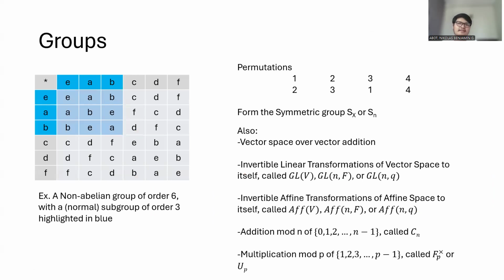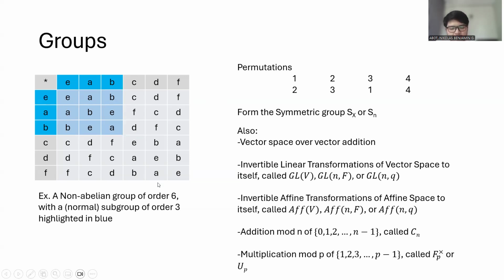Next, to organize our study of these transformations, we will consider the abstract structures called groups. Now, a group is a set with a single operation that is closed, associative, has an identity, and has inverses. For example, this multiplication table here gives this set of 6 elements a group structure. Similarly, the highlighted in blue subtable gives that set of 3 elements a group structure. So this set of 3 elements is a subgroup of this group.